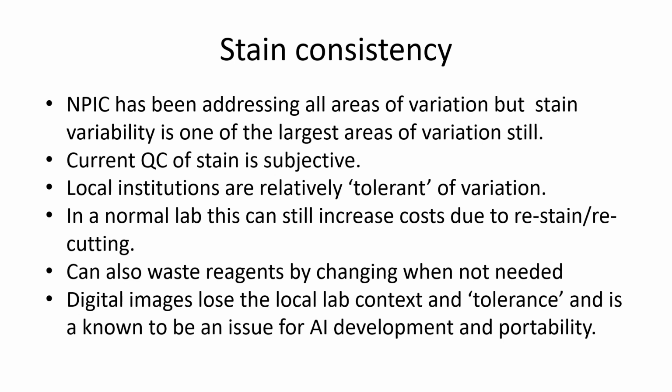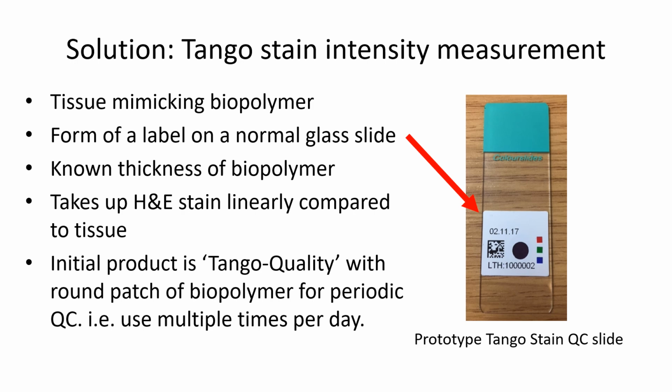But with digital images, we lose that local context, and that tolerance, that ability to cope with variation that we all have in our local institutions is lost. And this is an issue for AI development and portability. So we've been working on a solution to allow us to quantify stain. Of course, if we can quantify stain, we can start to apply standards and apply targets and thresholds.